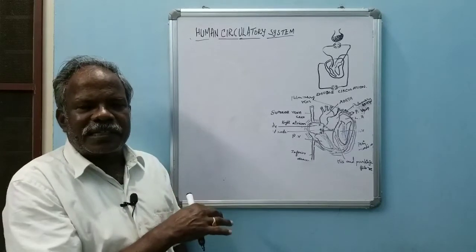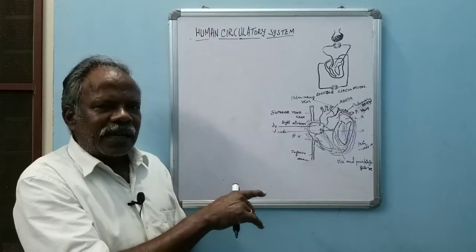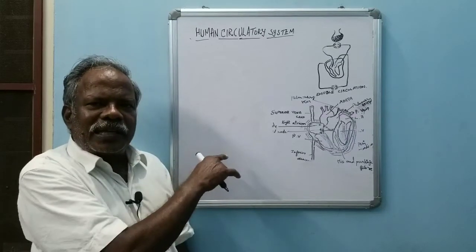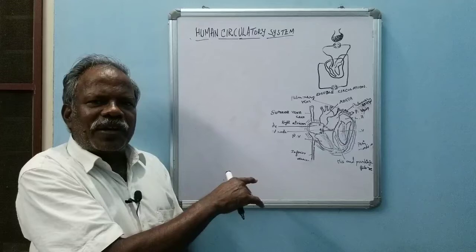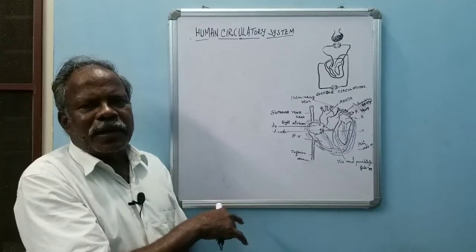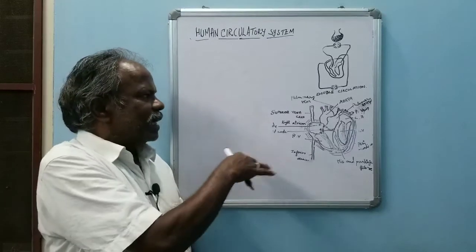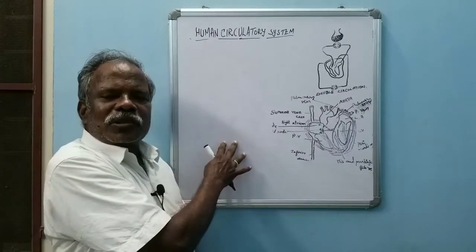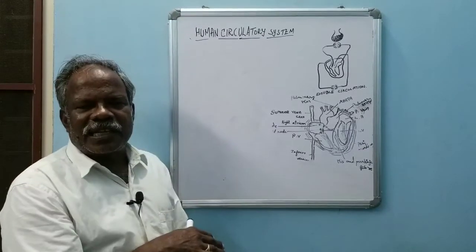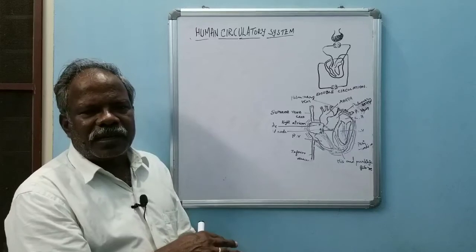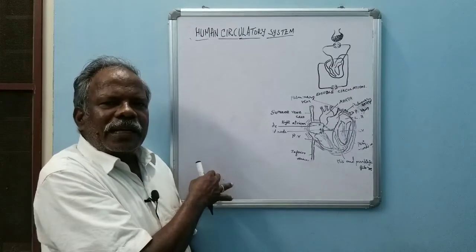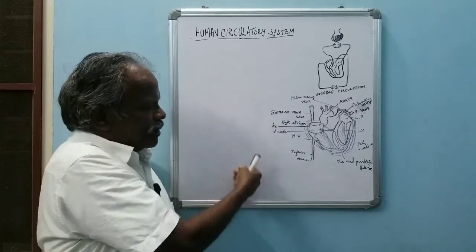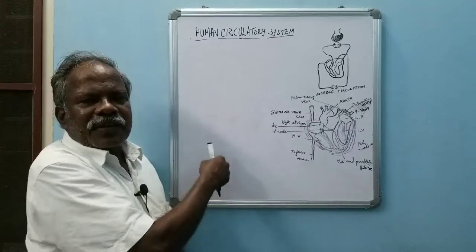In fish it is called single circulation. Actually the impure blood comes to the heart and then it is supplied to the gills, and there it gets purified, then it goes to the body. So in the case of fish it is called single circulation, and it has a two chambered heart. In the case of amphibia it is a three chambered heart, and in the case of human beings it is a four chambered heart. Now we will see the description of the heart and the function of the heart.